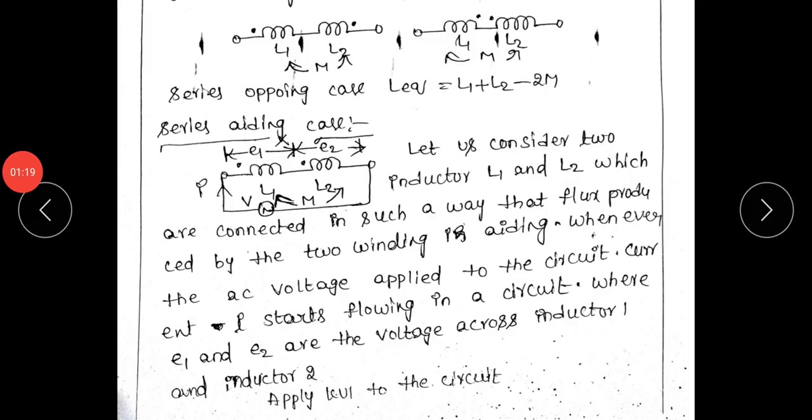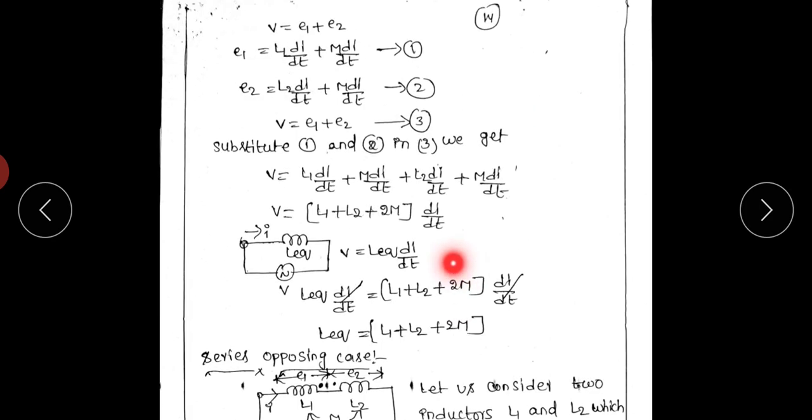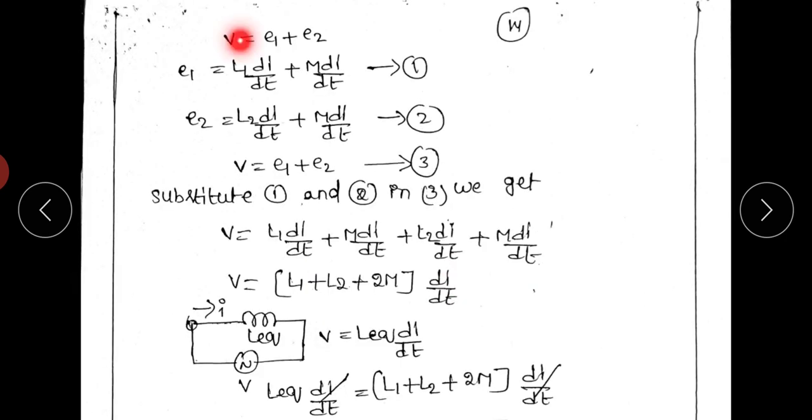Okay, now apply KVL to the circuit. We know the KVL statement: the sum of the voltages around the loop equals 0. Here the applied voltage is V, the first inductor voltage is E1, and the second inductor voltage is E2. So the KVL equation is V minus E1 minus E2 equals 0, or V equals E1 plus E2. Okay, this is the KVL equation for the above circuit.